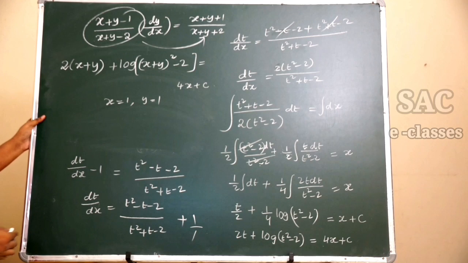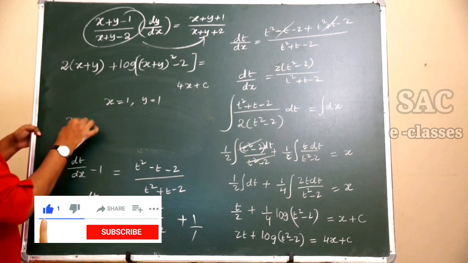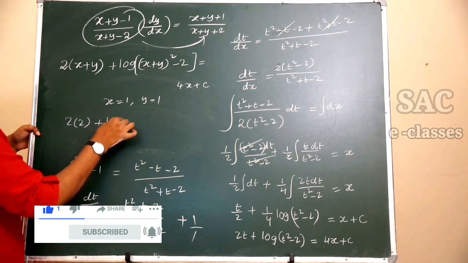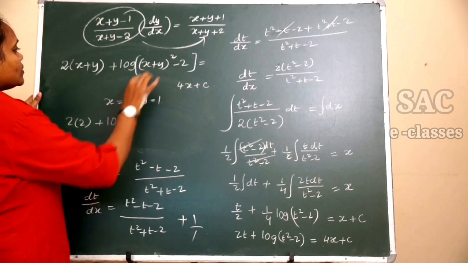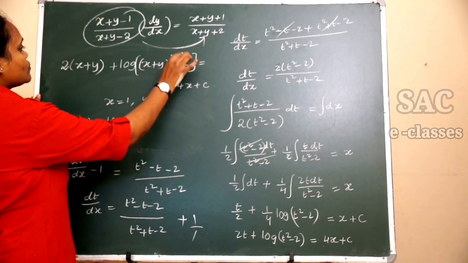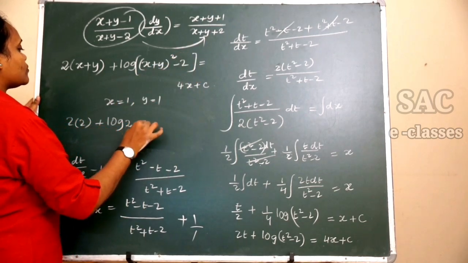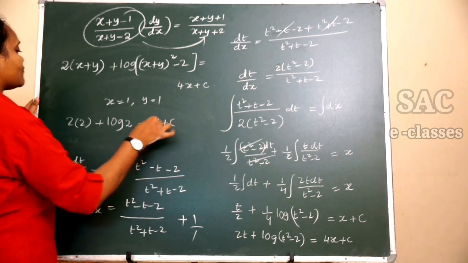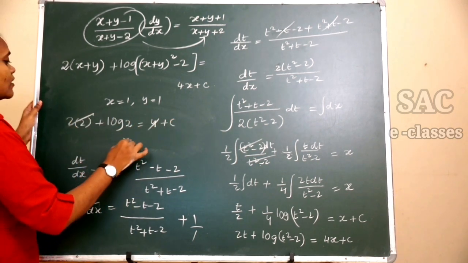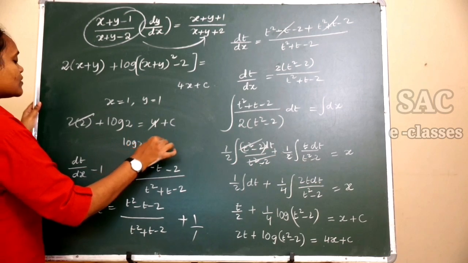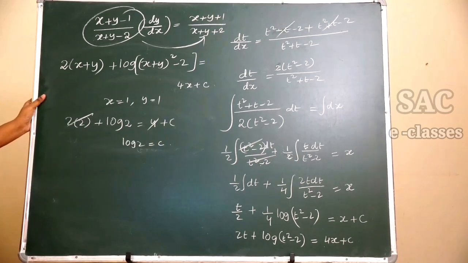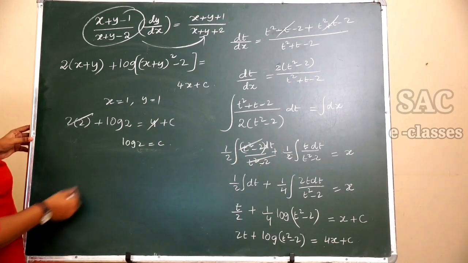Let's substitute x and y as 1, 2 into 2 plus log of, now log 2, here 2, 1 plus 1 whole, 2 square minus 2. It is log 2 is equal to 4 plus c. 4 and 4 get cancelled. Log 2 is equal to c. Now we have got log 2 is equal to c.